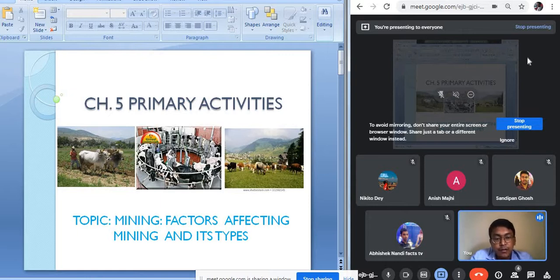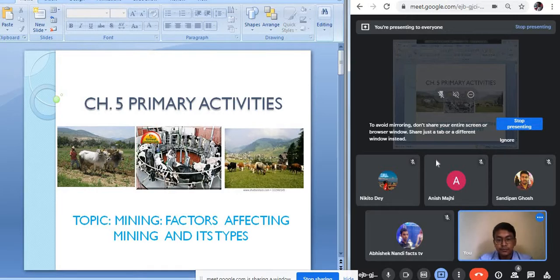In our previous classes, we have discussed different types of primary activities which are being practiced in different parts of the world. Mining is also a type of primary activity because in mining, the activity is directly related to nature. It is directly related with the land actually. So it's a kind of primary activity. Here we are going to discuss what mining is, what the different factors affecting mining are, and the different types of mining.